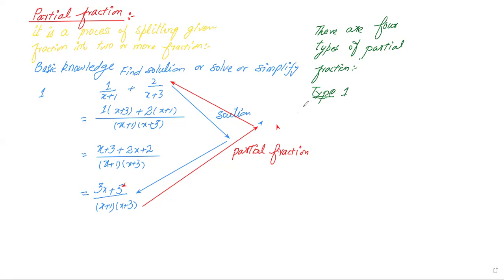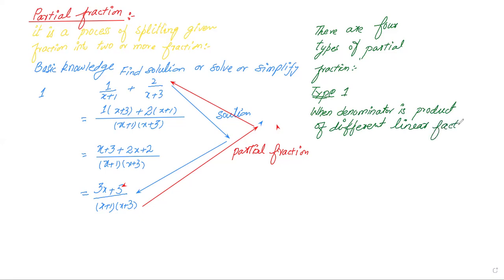Type number one is when the denominator is a product of different linear factors, or can be factorized. So that's type one.